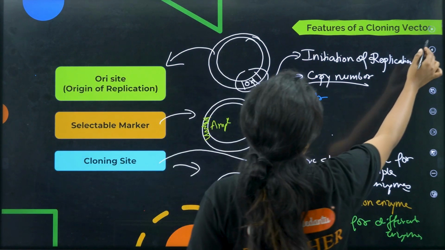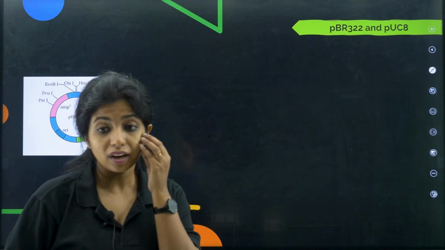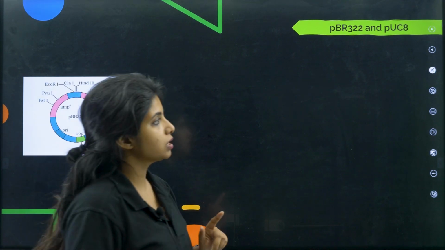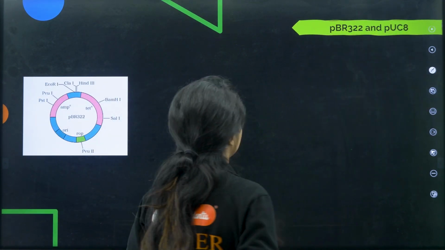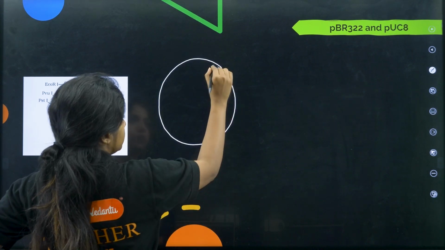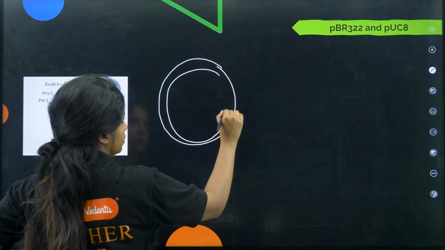Now the next thing that we have is two very important types of vectors. One is pBR322 and another is pUC8. Let's see about pBR322. Over here, this is the plasmid that we have.